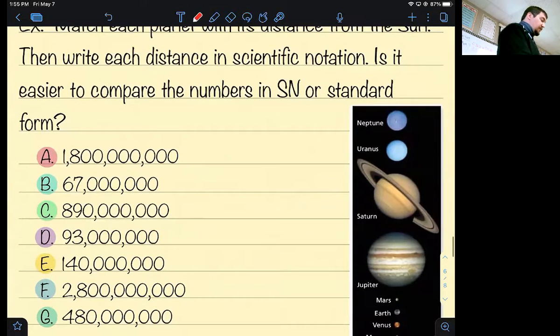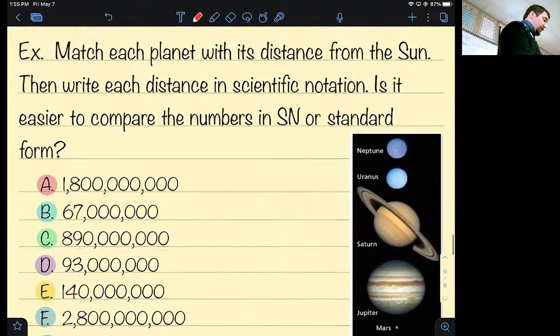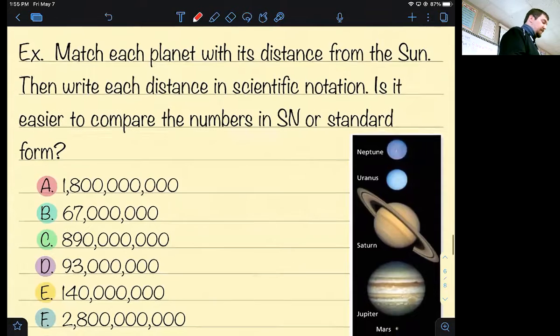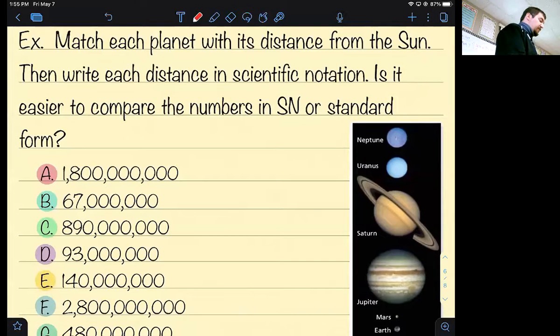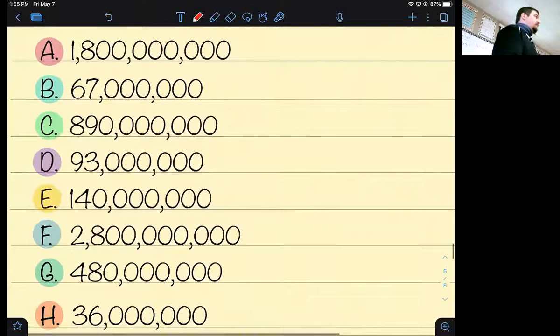So these numbers represent how many miles the planets are from Earth. No, from the sun, sorry. Match each planet with its distance from the sun. Then write each distance in scientific notation. Is it easier to compare the numbers in scientific notation or standard form? Well, the numbers here are in standard form. My argument is if we write them in scientific notation first, you'll find that they're easier to compare than when they're written out like this.